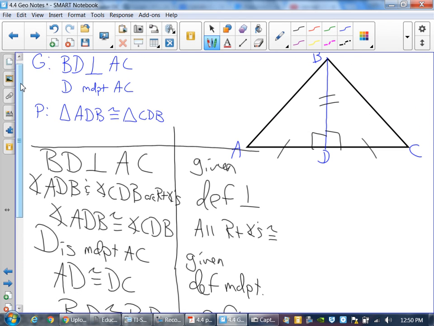So literally, you had to come up with one of your own steps. That reflexive side. Now, your triangles are congruent because of what? Done.